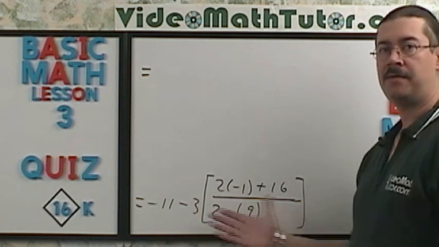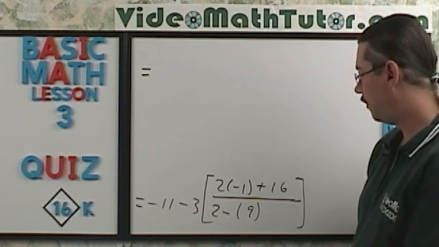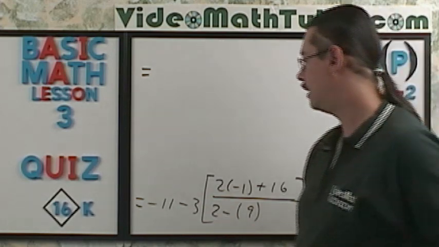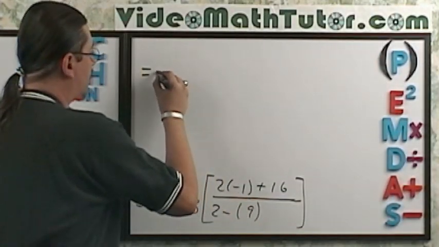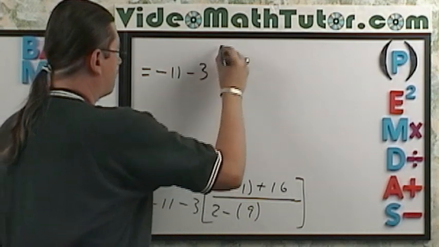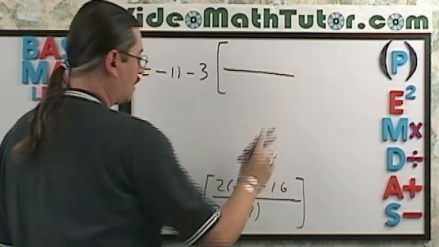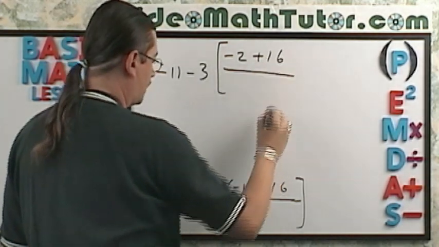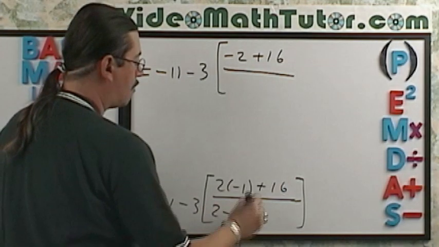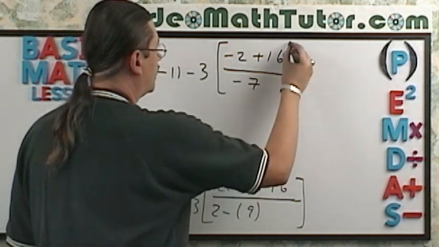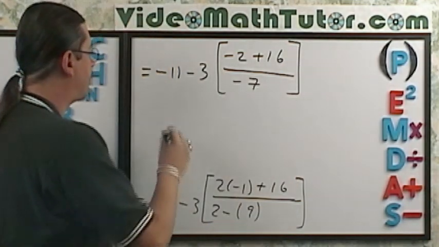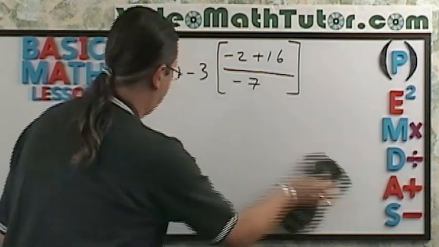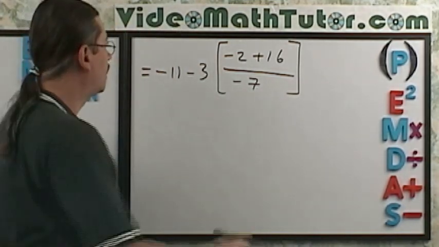So what would the next step be right over here? Well, for the top, I should do the multiplications, and the bottom, I can actually put those together. So that's next. And the rest, of course, stays the same. 2 times negative 1 is negative 2. And then 2 minus 9 is negative 7. I can now erase the bottom part. I'm done with it. And let's keep going.